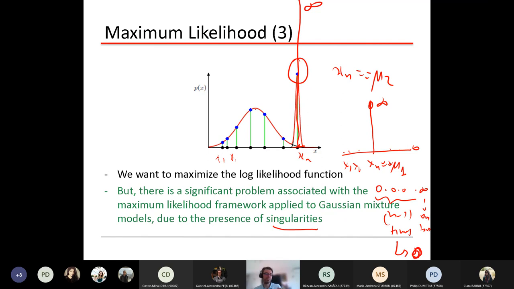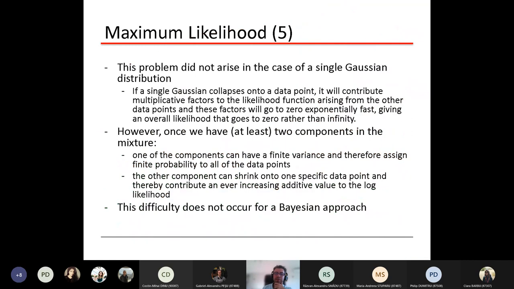This would be the explanation in short. It's not for mathematicians, it's more for computer scientists. So if we only have one Gaussian, this cannot happen, because for that point, of course, the probability will be infinity, but for all the other ones the probability will be equal to zero. And the log likelihood will go to zero and not to infinity. So this only happens if we have at least two Gaussian components. So it only happens for a mixture of Gaussians.